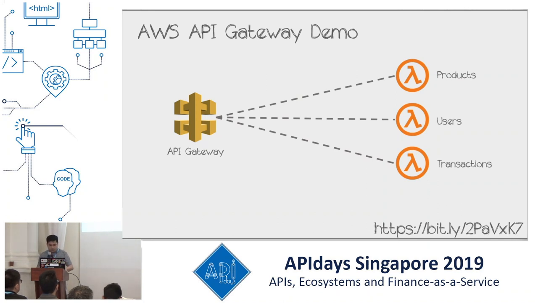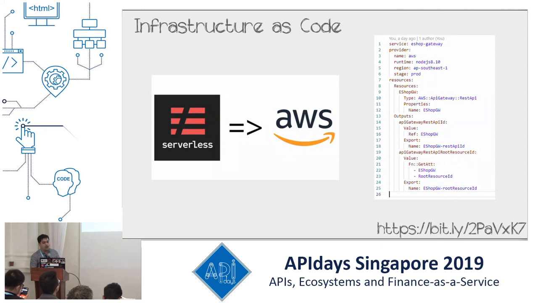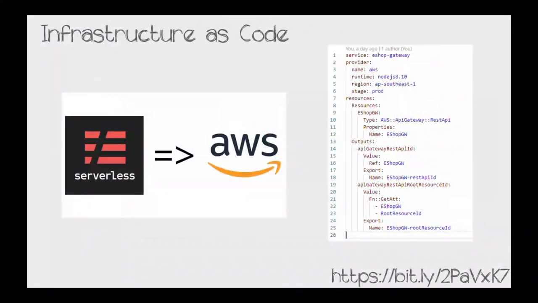So I built it using a serverless framework. The Serverless Framework is a cool framework because it allows you to deploy functions on different cloud providers with just minimal tweaks. For this approach, I built a gateway using 25 lines of code, and it's easily versionable because it's written in a YAML file. So you guys can check it out later.